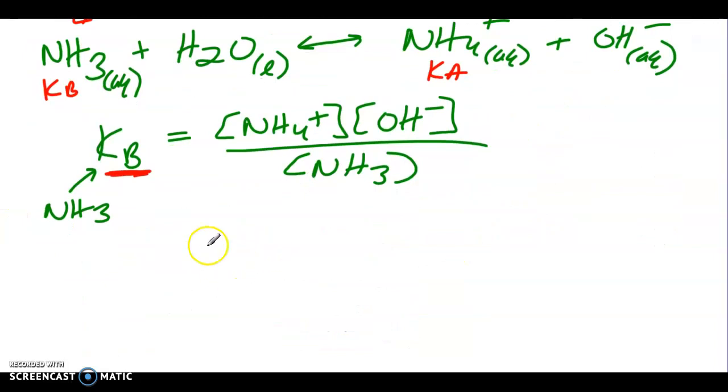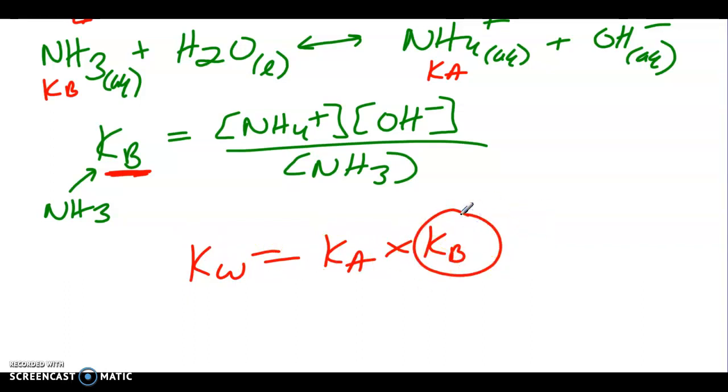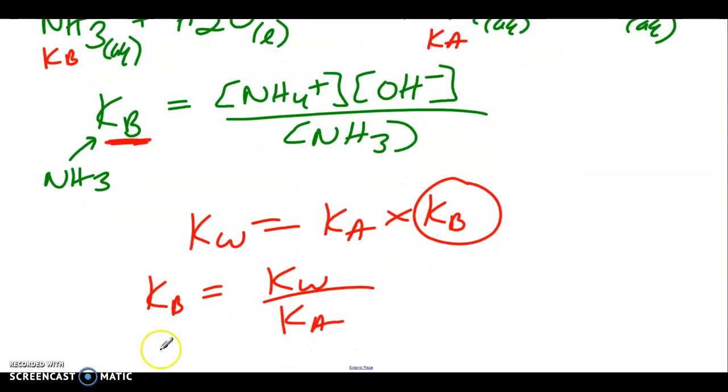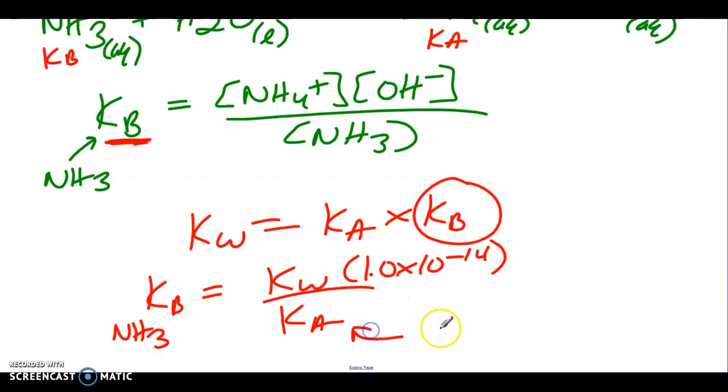So Kw is equal to Ka times Kb. If I want to solve for Kb, what I would do is take Kw and divide it by the Ka value of its conjugate. So for the Kb of NH3, I would have to do Kw, which is 1.0 times 10 to the negative 14, divided by the Ka value for ammonium. So this will work the same way no matter what.